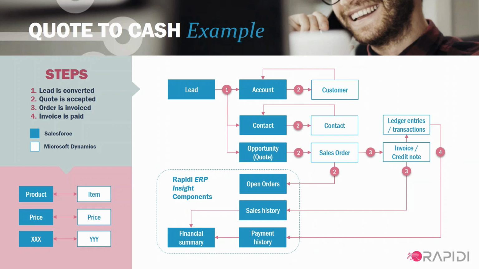There are some underlying transfers that also need to be in place. For instance, the product to item, the prices, discount models, etc. But all of that is also handled as part of the template solutions from Rapidi.